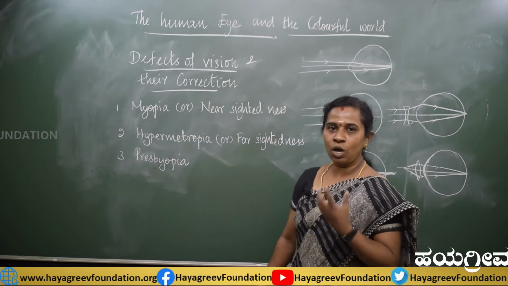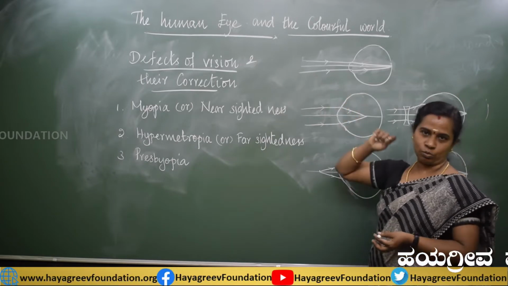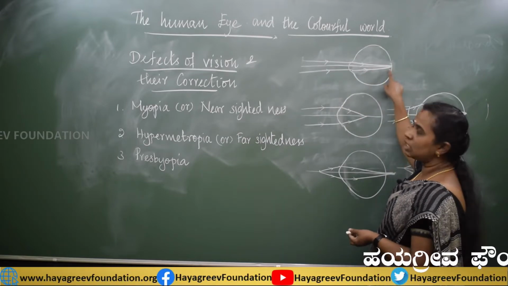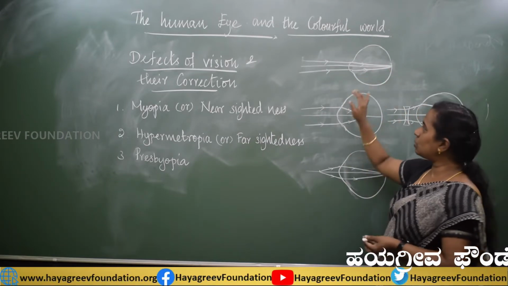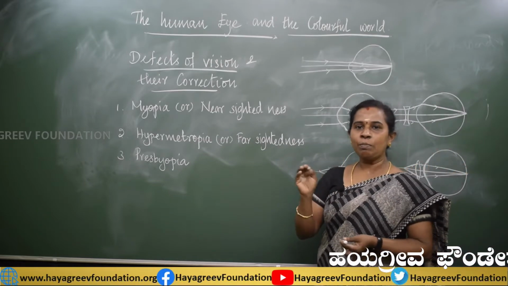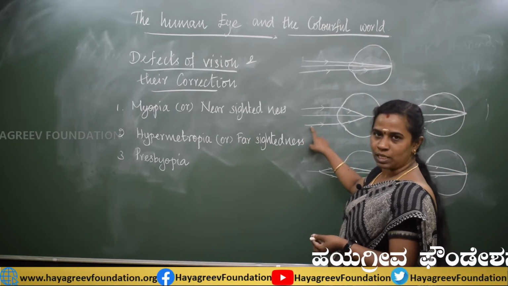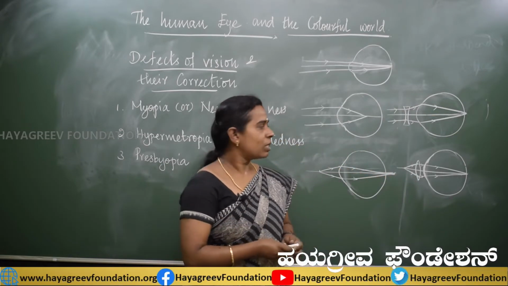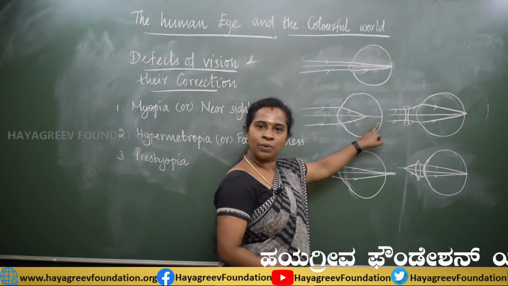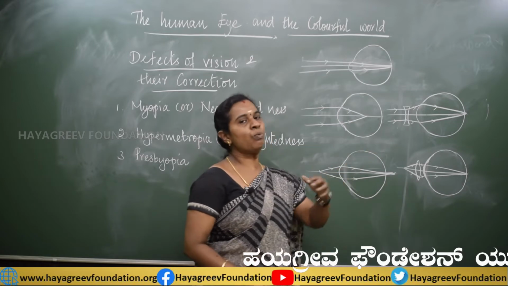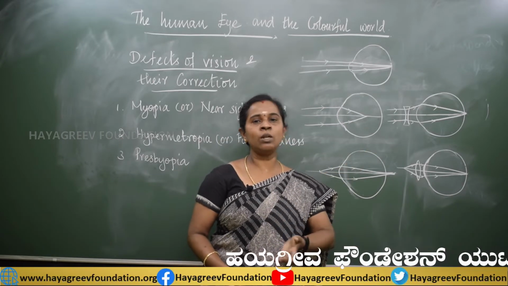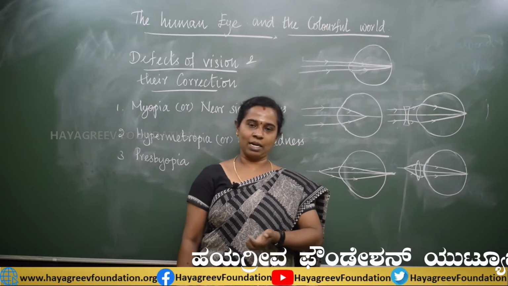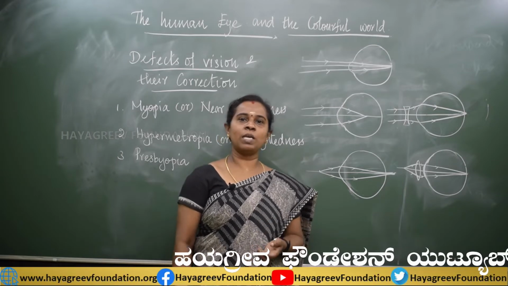In a normal human eye, the light coming from a far distant object, after refraction, focuses on the retina. So this is the normal human eye. But in a myopic eye, for a distant object, after refraction, the rays focus before the retina, in front of the retina. If the rays focus in front of the retina, we are unable to see the object clearly, and the image becomes blurred. So how do we correct this myopic eye?